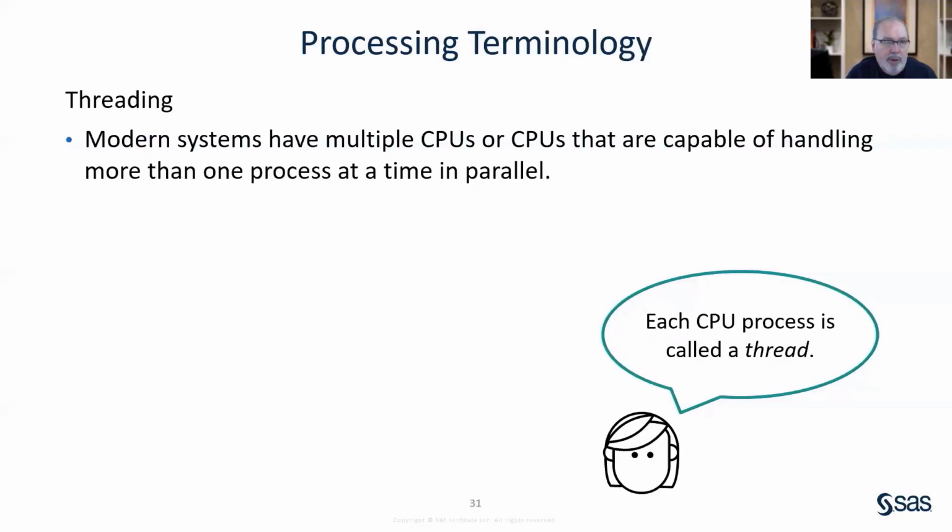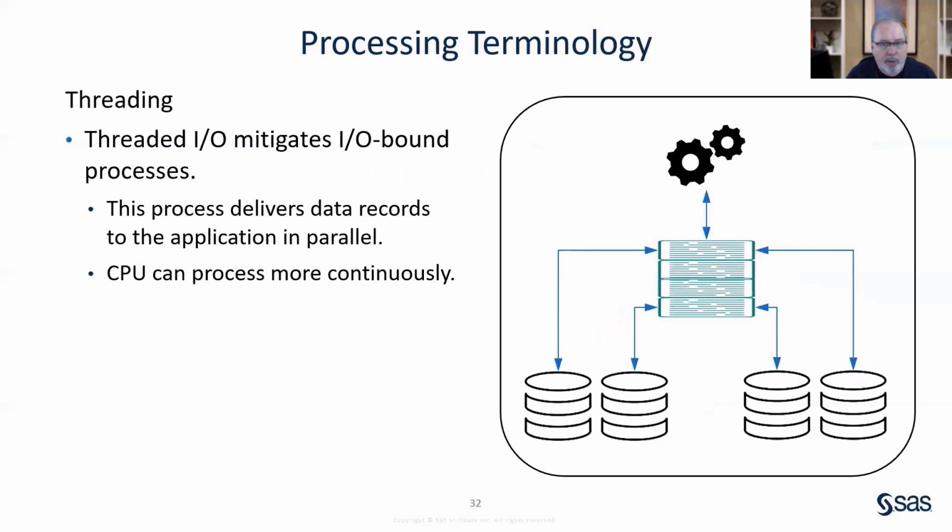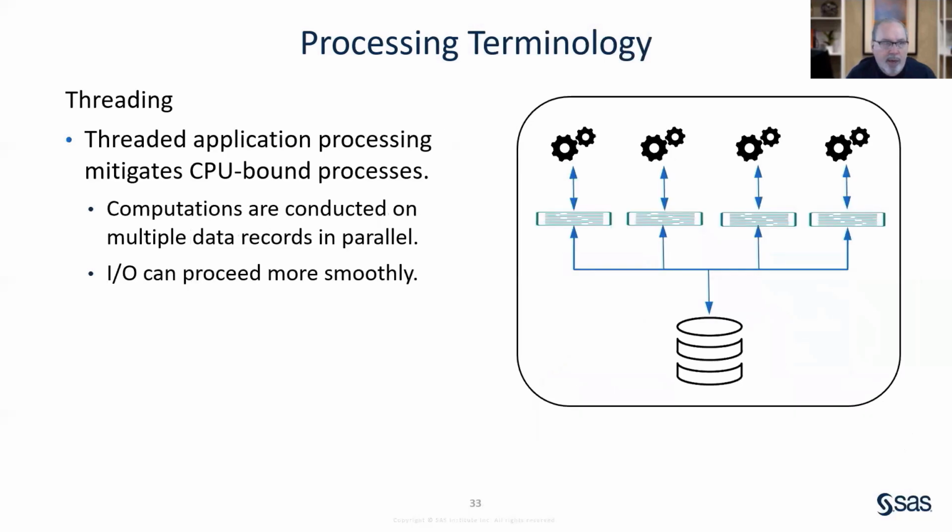Now, modern computers have multiple CPUs, and most of those CPUs themselves are capable of handling more than one process at a time. So each of these processes that the CPU can pay full attention to is called a thread. We can use threading with I/O, particularly if we have more than one disk, in order to read data in parallel so that the data moves into RAM more quickly. And this allows the CPU to process more continually. And as we use threaded I/O, it becomes more and more likely that the process will be CPU bound.